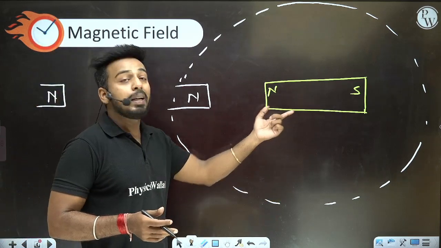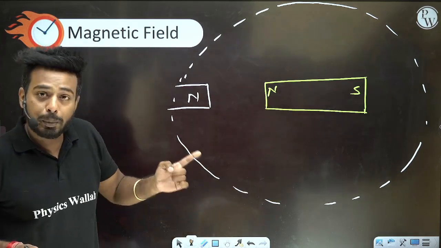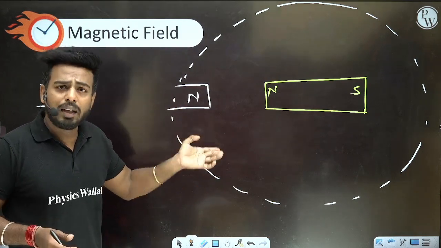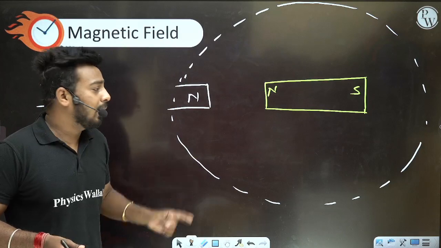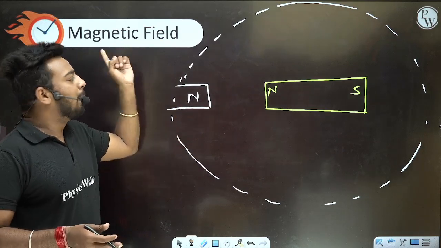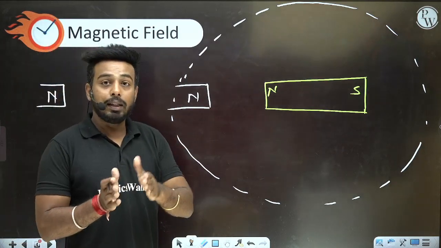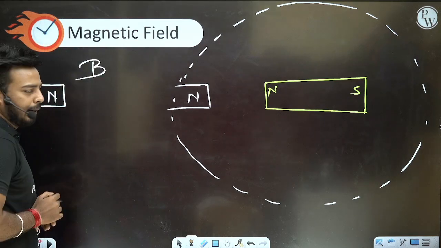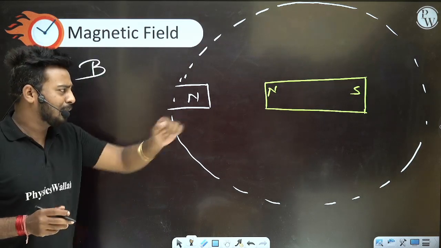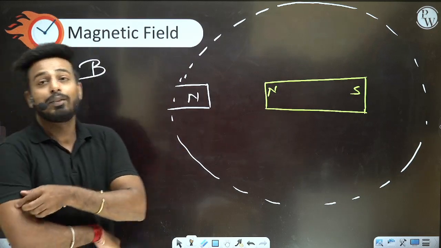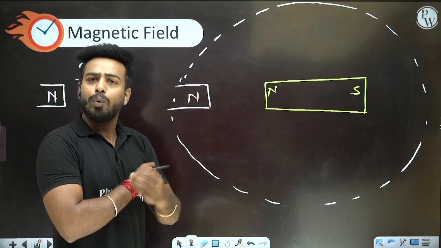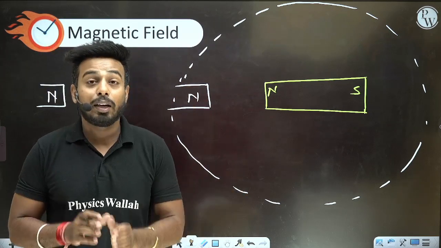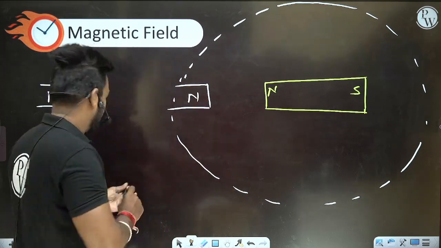So there is a space around the magnet where it can exert force on another magnet. This space is called the magnetic field. Commonly, this magnetic field is represented by B. Okay, I think you got it. The space around the magnet where it can exert force on another magnet, the force may be attraction, the force may be repulsion, and this space is called the magnetic field. Okay, now move ahead.